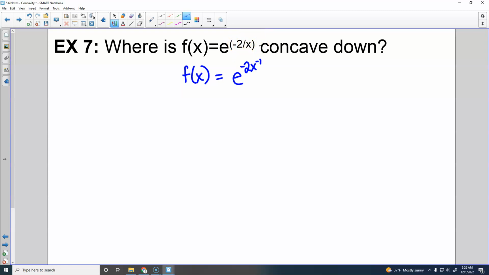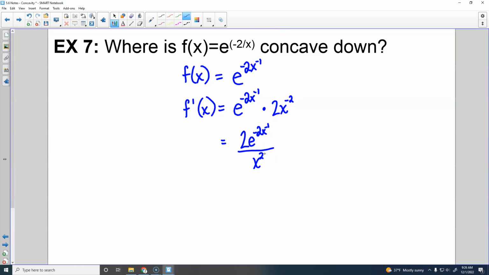So when we take the derivative of an exponential, its derivative is the same, so e to the -2x to the -1. But then you must multiply by the derivative of the exponent because it's a chain rule there. So that, in this case, is going to be 2x to the -2. If I want to clean that up a little bit, we got 2e to the -x to the -1 over x squared.